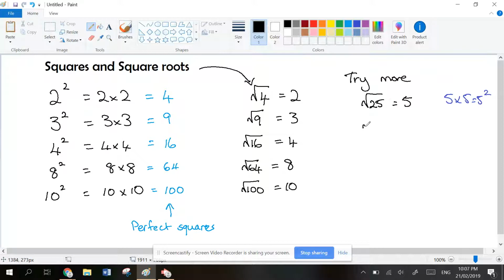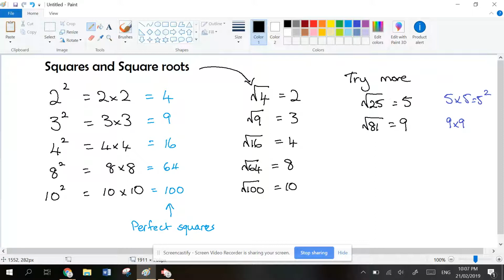If I want the square root of 81, okay, the square root of 81, I know that if I do my times table, 9 times 9 is 81, so therefore the square root of 81 is 9.